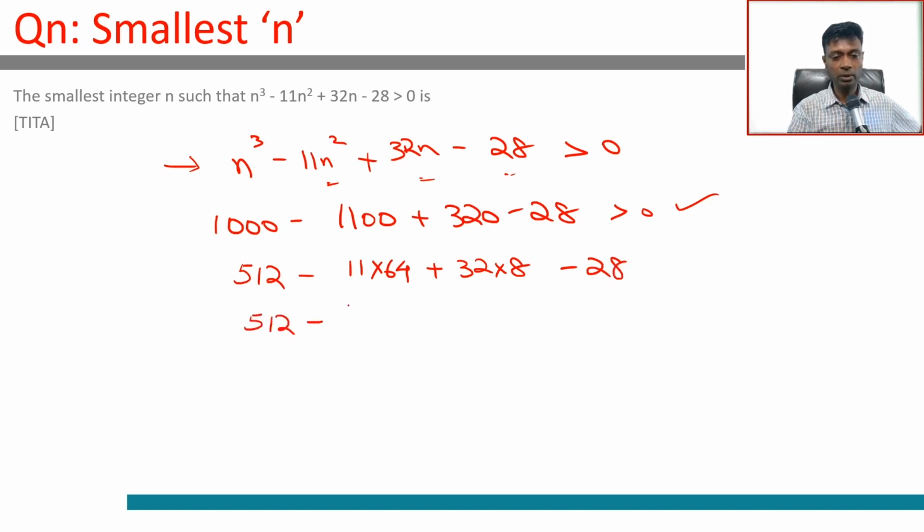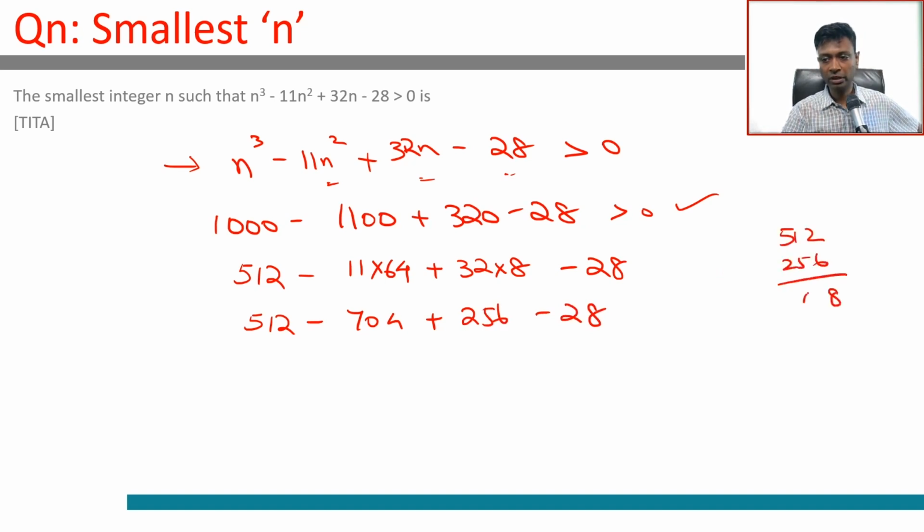So 512 minus 704 plus 32 into 8, this is 256, minus 28. So 512 plus 256 is 768. 704 plus 28 is 732. So 512 plus 256 is greater than 704 plus 28. So 8 works. Already I'm beginning to sense that 7 won't work.